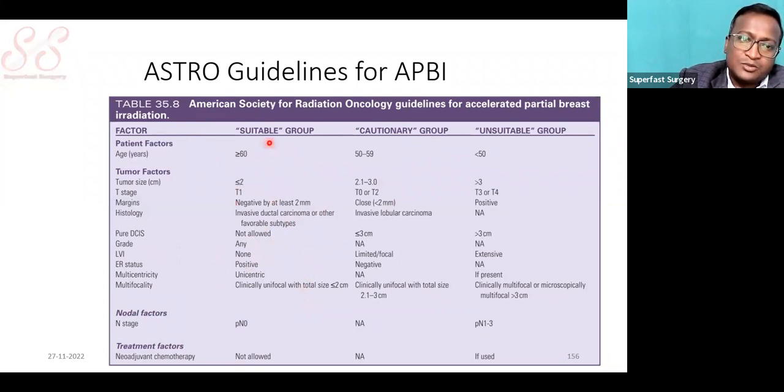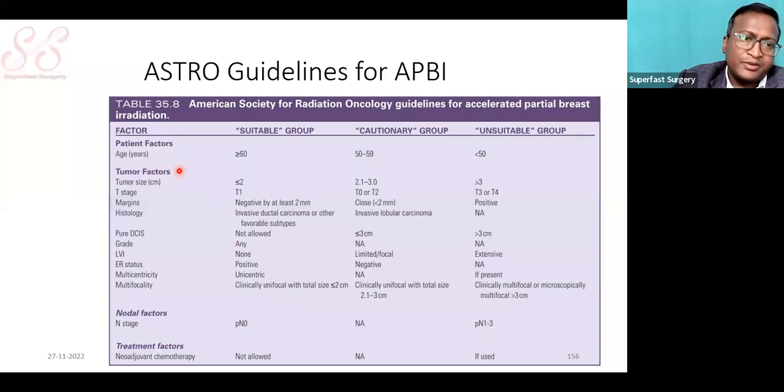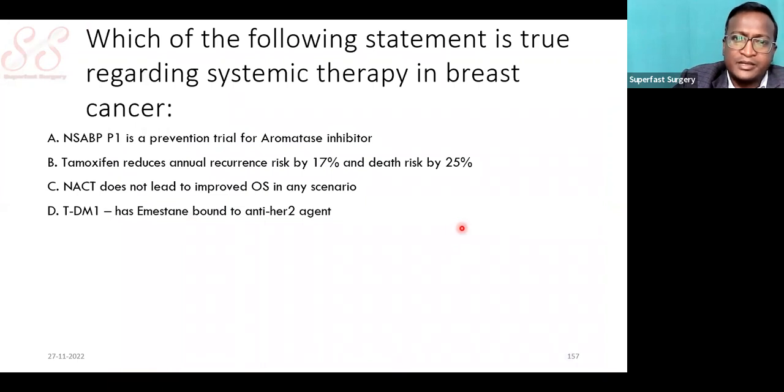So you remember this suitable group, and you remember the unsuitable group, and you will automatically remember the cautionary group. This is how you can remember. There are patient factors, tumor factors, nodal factors, treatment factors. Try to remember everything under a heading, like this table is beautifully given. What are the patient factors? What are the tumor factors? What are the nodal factors, TNM, and what are the treatment factors which should be considered for accelerated partial irradiation?